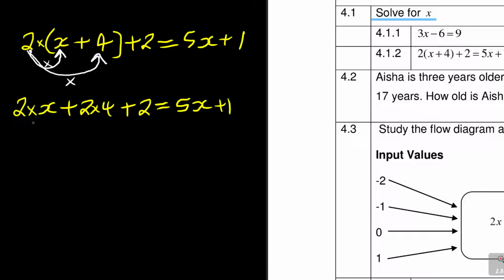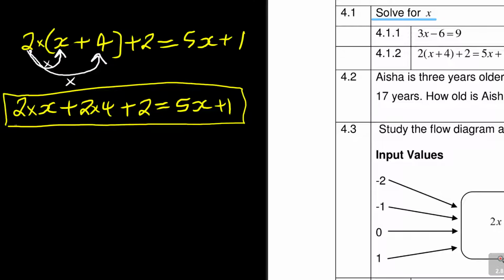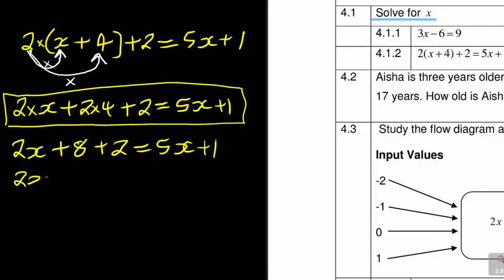Now what is 2 times x? It's not necessary to write the step. Some jump this step, because they want to go straight to say 2 times x is what? Is 2x. 2 times 4 is plus 8. Plus 2 is equal to 5x plus 1. You can actually now move on to say, okay, this is 2x. Now 8 plus 2 is what? Is 10. You can add there, is still fine, you're allowed. Is equal to 5x plus 1.